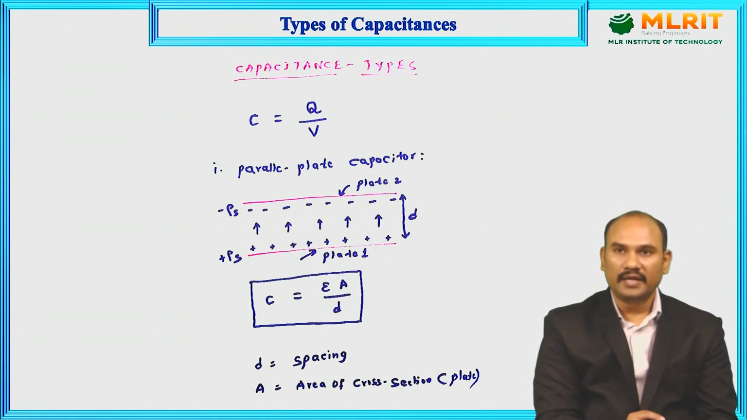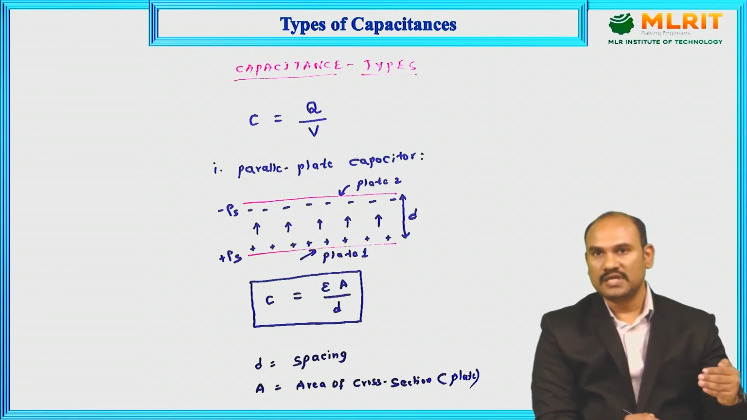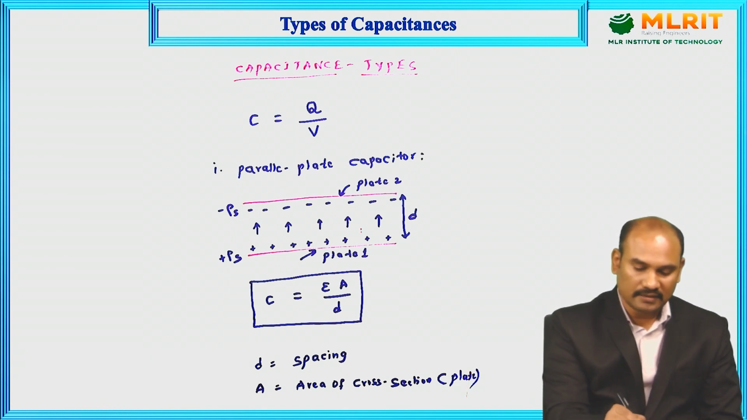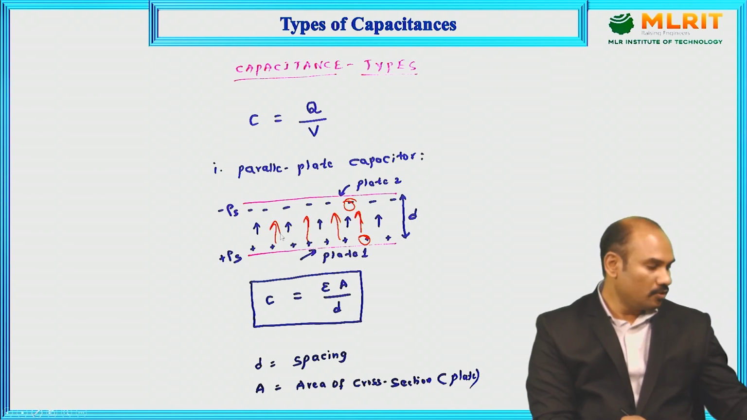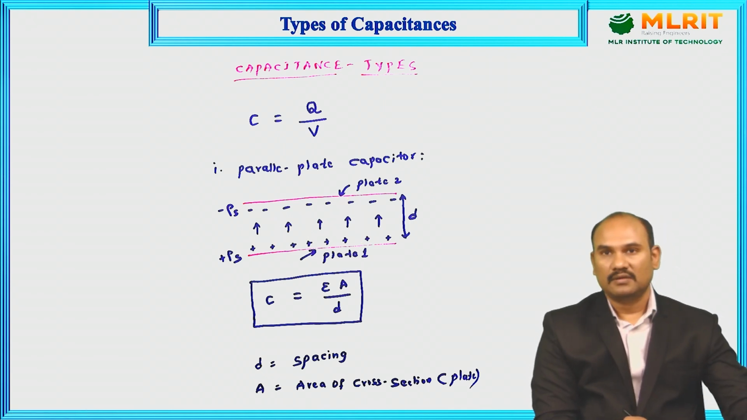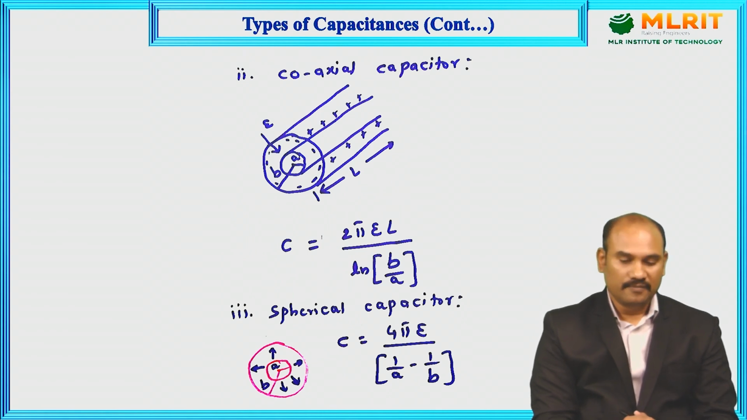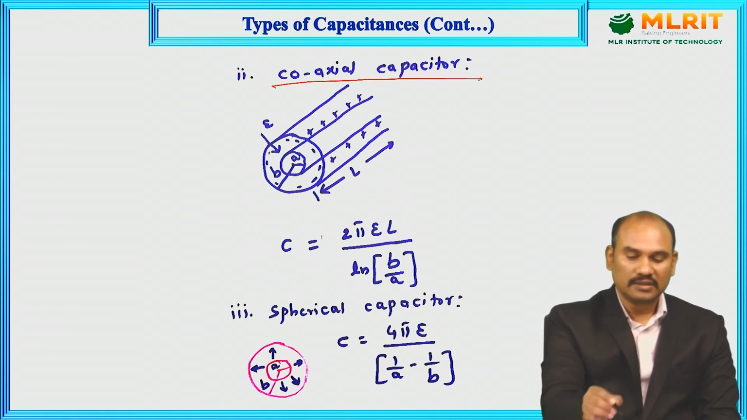You know, electric lines of force start from positive charge and end at negative charge. That's why I have taken the arrow here like this. They start from positive charge, end at negative charge, so the arrows are going up. So this is about the parallel plate capacitor. There is another type of geometry available in capacitors, that is the coaxial capacitor.